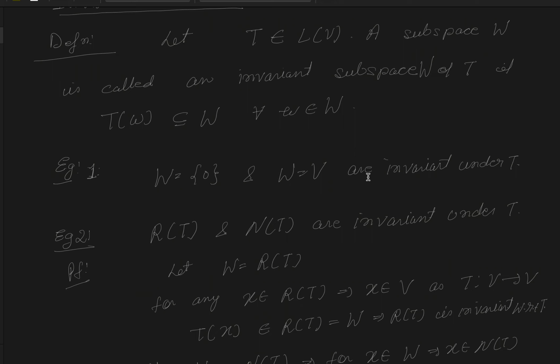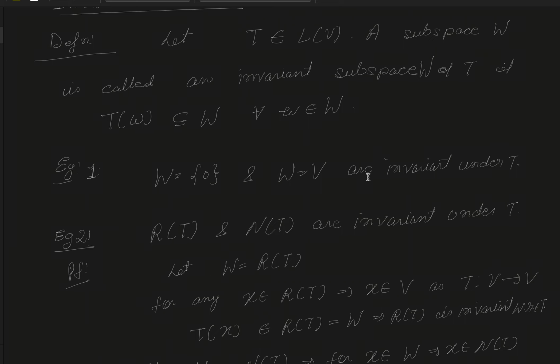Similarly, if you take W equals V, then obviously if you take any element of V and apply the transformation T, it is always going to be in V, because T is a linear operator from V to V. These zero space and W equals V are the improper subspaces, improper in the sense that they are trivial ones; they hold for every transformation T. Now there are certain invariant subspaces which are not so trivial.